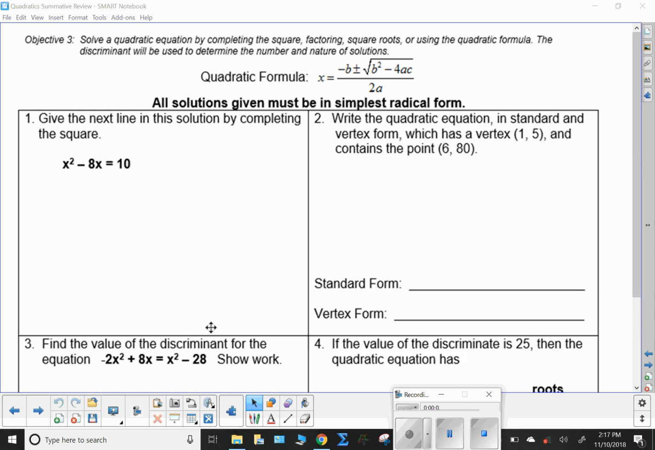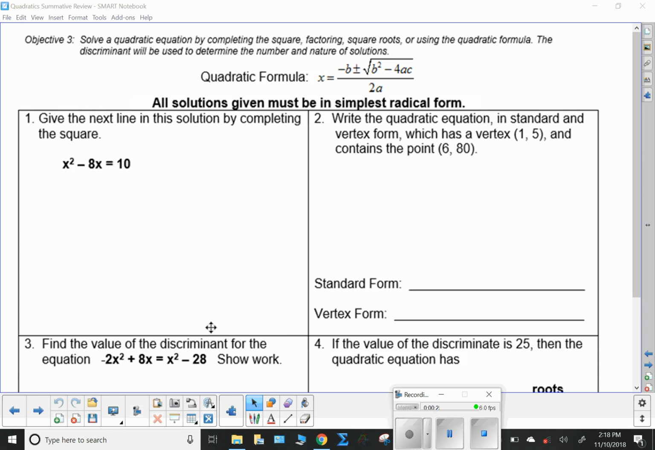Quadratics unit, summative review. This is objective 3, solving a quadratic equation by completing the square, factoring square roots, or using the quadratic formula. The discriminant will be used to determine the number and the nature of solutions. So you're given the quadratic formula. First question here is, give the next line in this solution by completing the square.